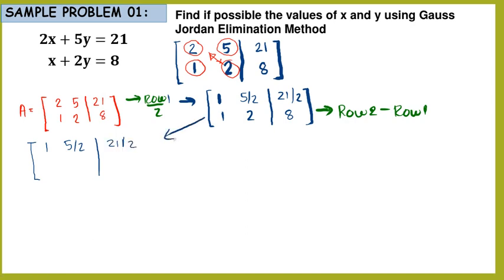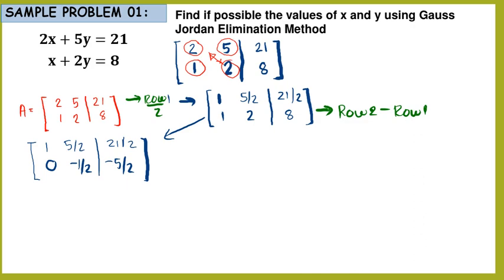And the resulting element here, if we subtract row 2 minus row 1, that will become 0. 2 minus 5 over 2 is equal to negative 1/2. And we have 8 minus 21 over 2, that will result to negative 5 over 2. So that will become now our matrix.